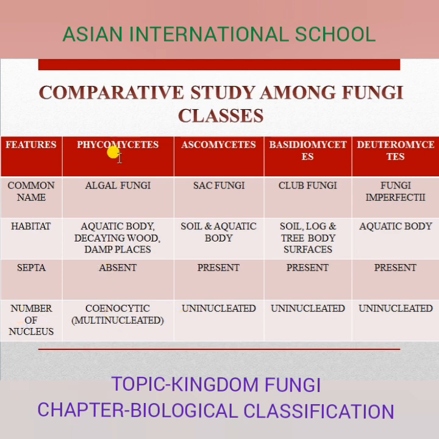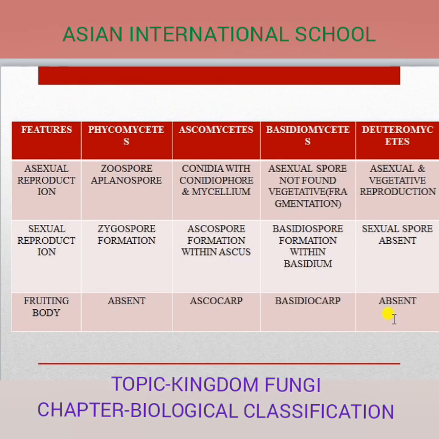Already we know in case of Phycomycetes, septa are absent. That means they are multinucleated, or in one word, they can be called coenocytic. But in case of Ascomycetes, Basidiomycetes and Deuteromycetes, they all contain multiple compartments, and each and every compartment contains a single nucleus. That's why they are all uninucleated. Okay, going to the next.